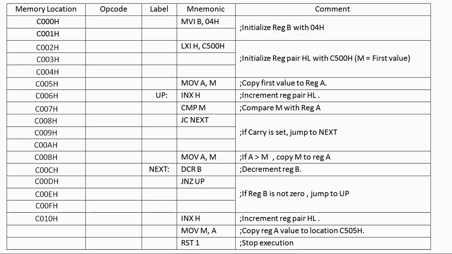Then next is a move M, A. It is again a 1 byte instruction, so we require only one memory location, that is C011H. And the last one is the RST1. For that, we have available location C012H. Now these are the memory locations we have taken for the storage. Now we are going to write the operation code for each and every instruction.